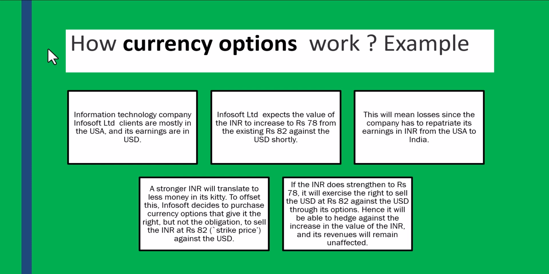Now, what happens if the INR strengthens to 78? It will exercise the right to sell the dollar at 82 against the US dollar through its options. Hence, it will be able to hedge the increase in the value of INR and its revenue will remain unaffected. Because the rupee has appreciated to 78, they would have lost 4 rupees had they not taken a hedge. But now they have sold the dollars in the options trade at 82, so they're going to get 82. The cost is only the premium.